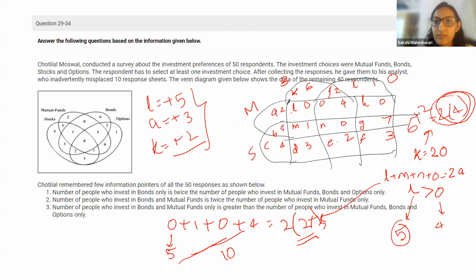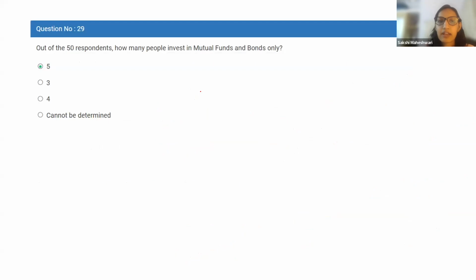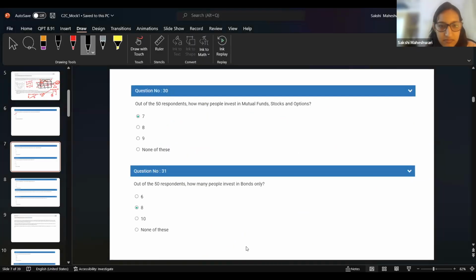So mutual funds and bonds only is L. Initially it was 0 and then we added 5. So our answer becomes 5. Yeah, you can see the next question now, right?